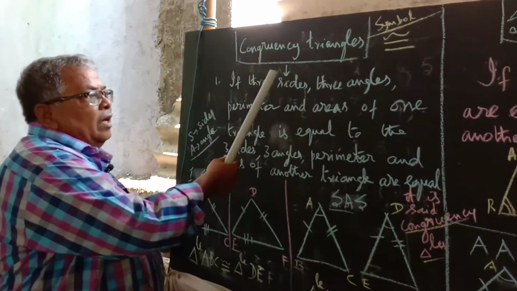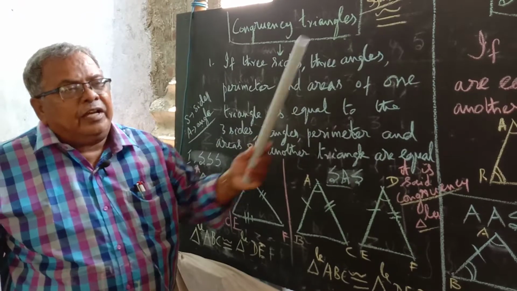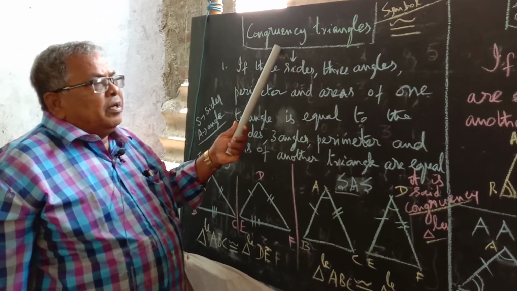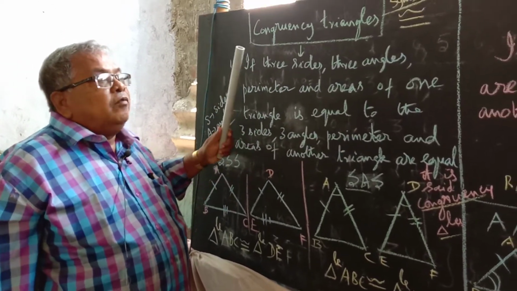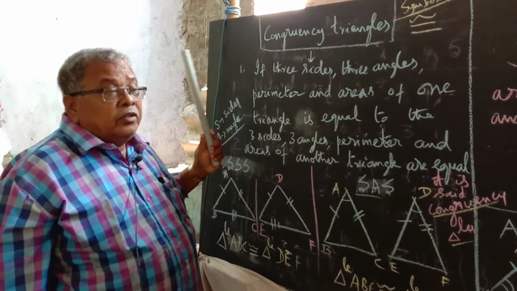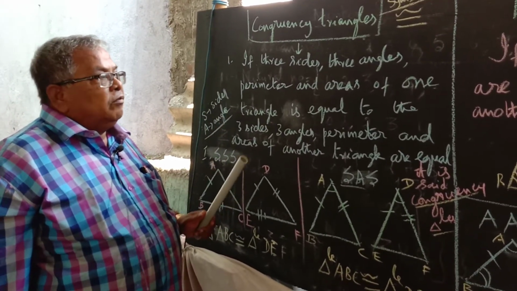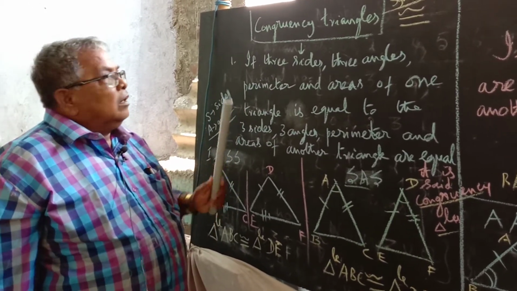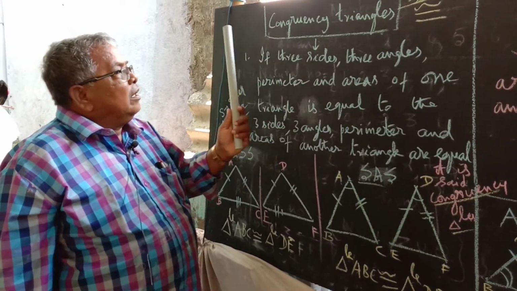Now I am going to teach you about congruent triangles and similar triangles. What do we mean by congruent triangles? Because we must know how to differentiate between these triangles. Only then can we come across a number of theorems. If you want to work out theorems, if you want to prove a theorem, we must know the difference between these two kinds of triangles.